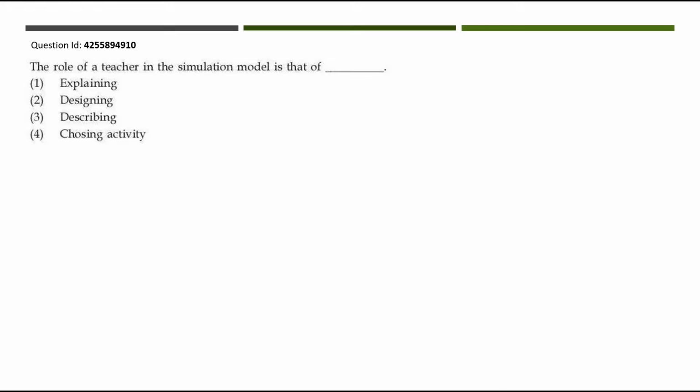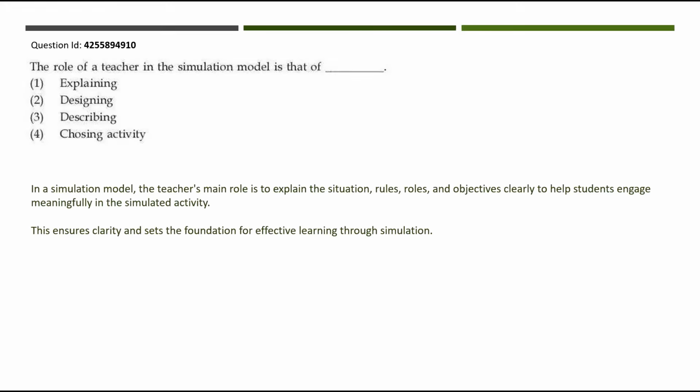Let's get into Unit 1, teaching aptitude. The role of a teacher in the simulation model is that of: In a simulation model, the teacher's main role is to explain the situation, rules, roles, and objectives clearly to help students engage meaningfully in the simulated activity. Why are they actually doing this? This will ensure clarity and set the foundation for effective learning through simulation.